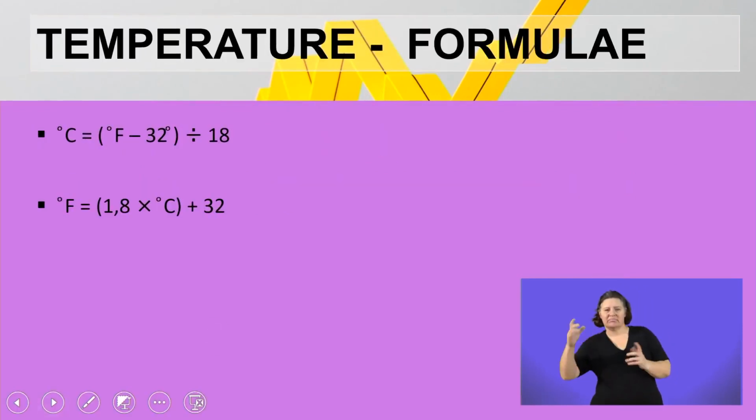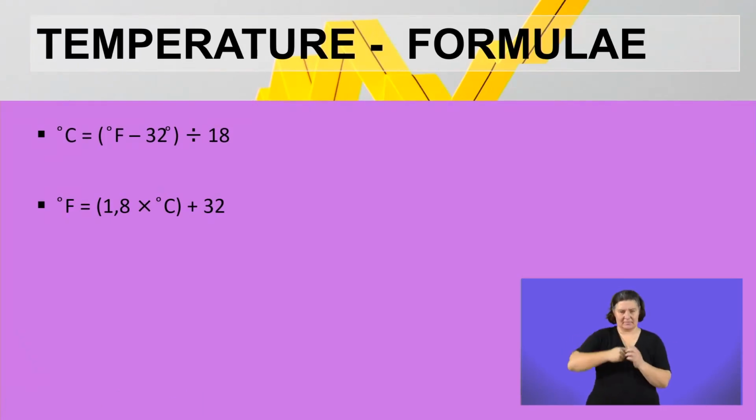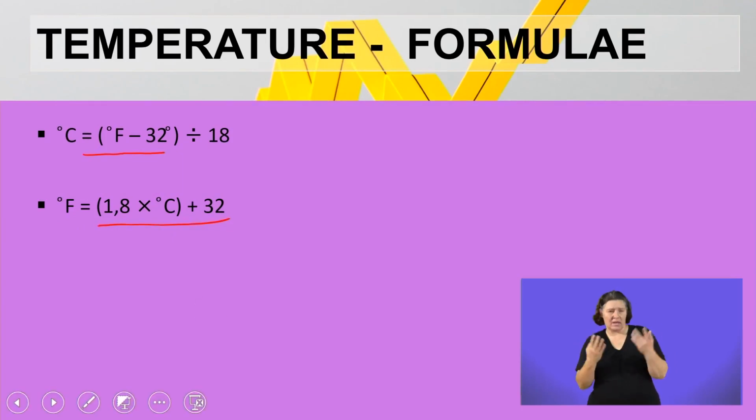Now I would like us to look at the different formulae. So first of all, I have degrees Celsius equals degrees Fahrenheit minus 32 degrees divided by 1,8. And then in order to calculate degrees Fahrenheit, you'll say 1,8 multiplied by degrees Celsius plus 32. Now let's put this into practice.